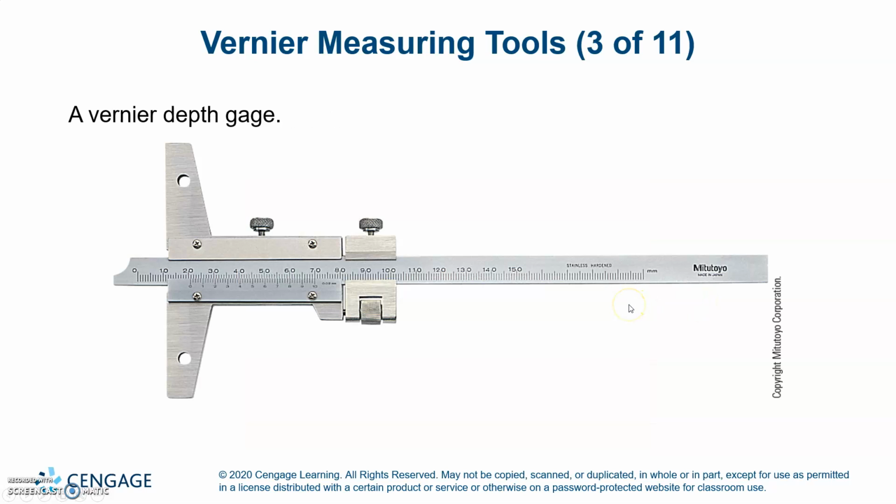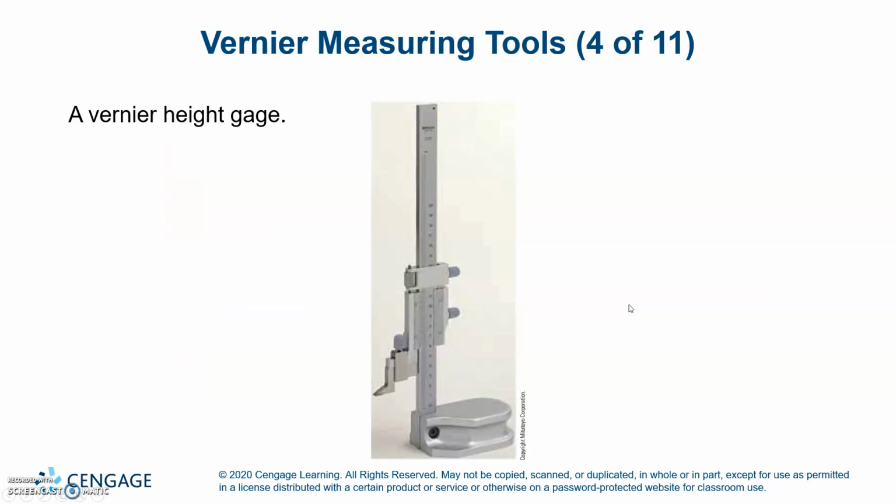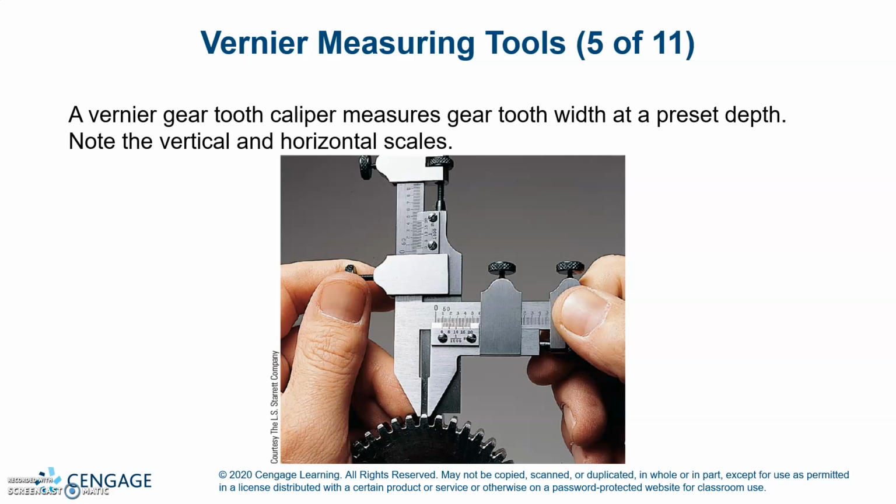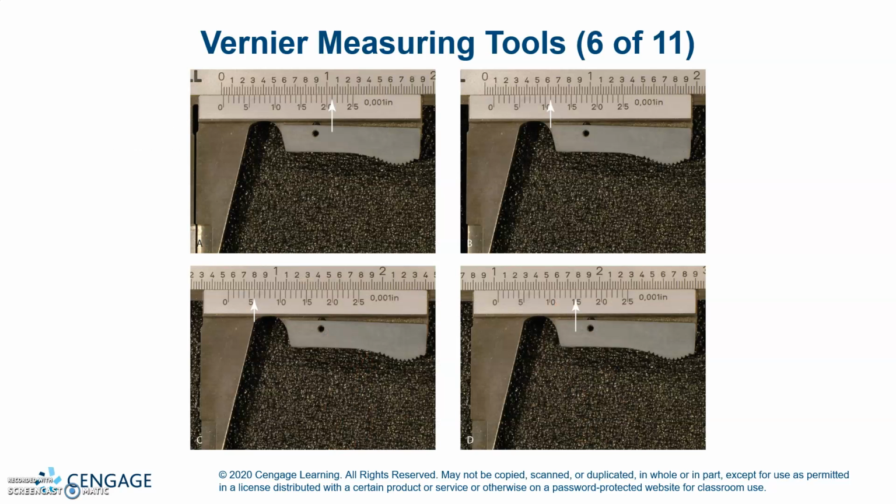There's a vernier depth gauge and a vernier height gauge. A vernier gear tooth caliper measures gear tooth width at a preset depth. Note the vertical and horizontal scales. Alright, so if we're reading this, here's 0 inch, here's 1 inch, 2 inch, and so on. But you're going off of this 0.